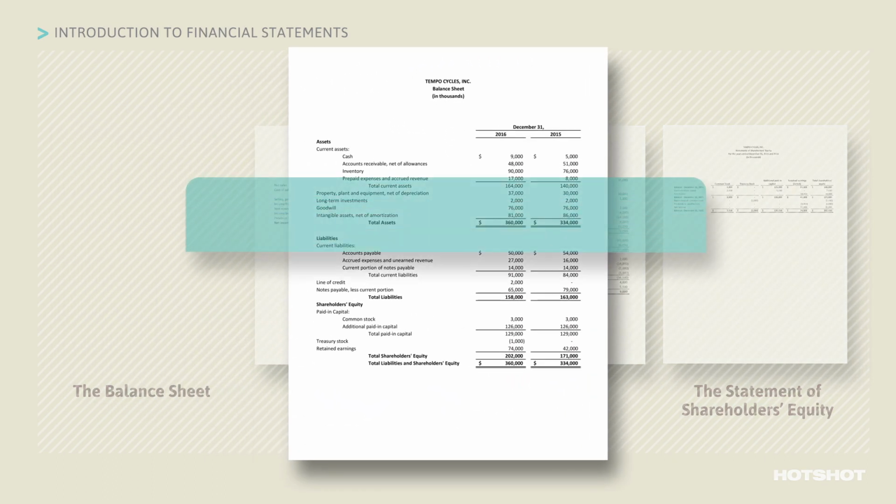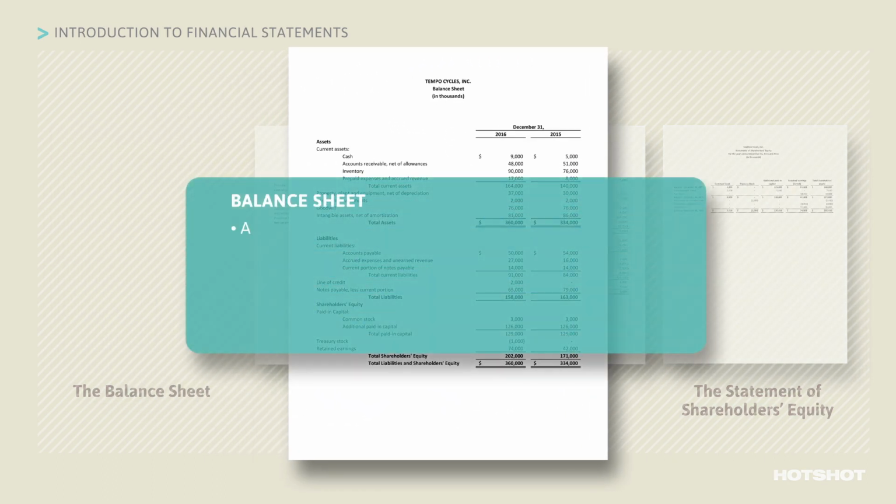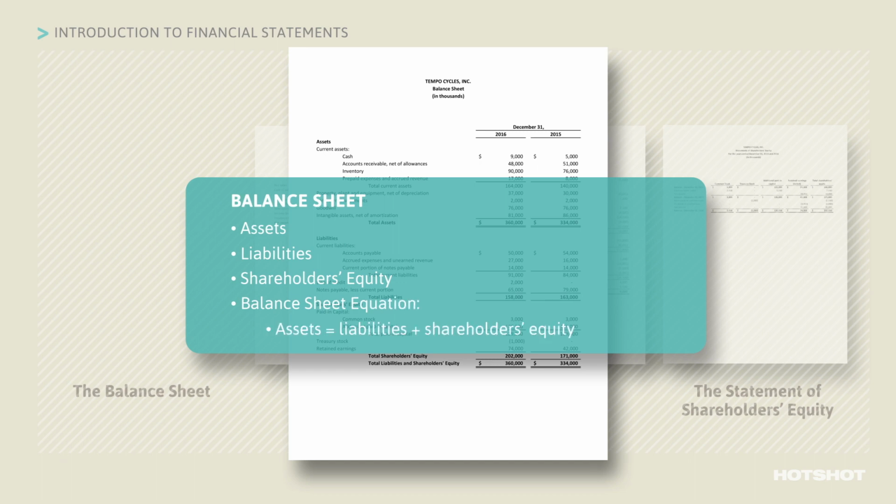The balance sheet shows what a company owns, called assets, what it owes, called liabilities, and how much the company's owners have invested in it, called shareholders' equity. The fundamental rule of the balance sheet is that assets must equal liabilities plus shareholders' equity. This is referred to as the balance sheet equation.